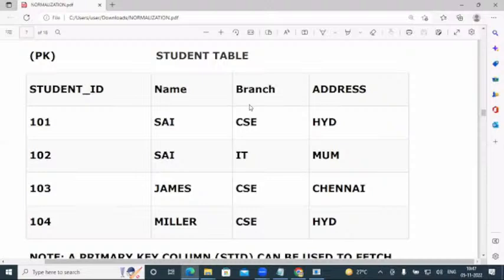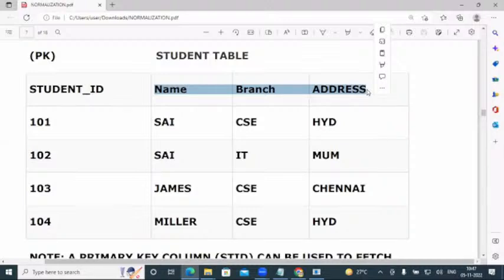Now observe in this student table, do you have any partial dependency column? No, all are full dependencies, because name, branch, address, these non-primary columns depend on which column? Student ID. So that means full dependencies. Your name, branch, address, these three depend on student ID. This is what we call full dependency. So in this table I don't have any partial dependency columns.